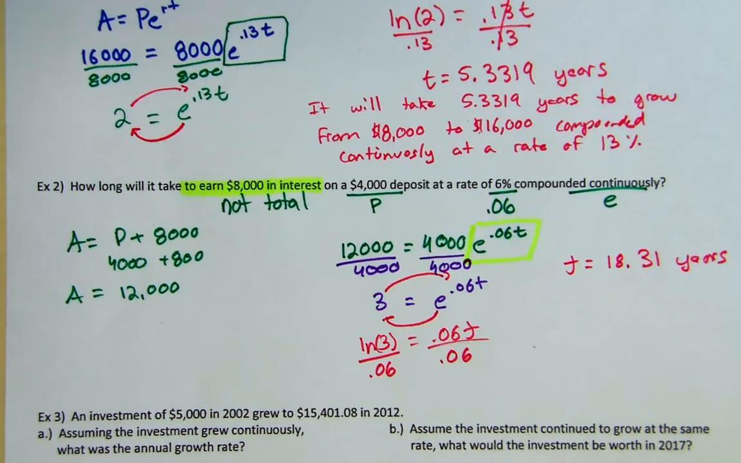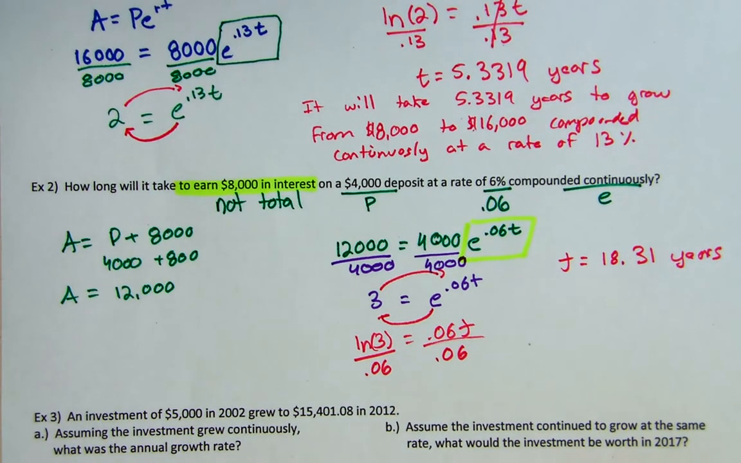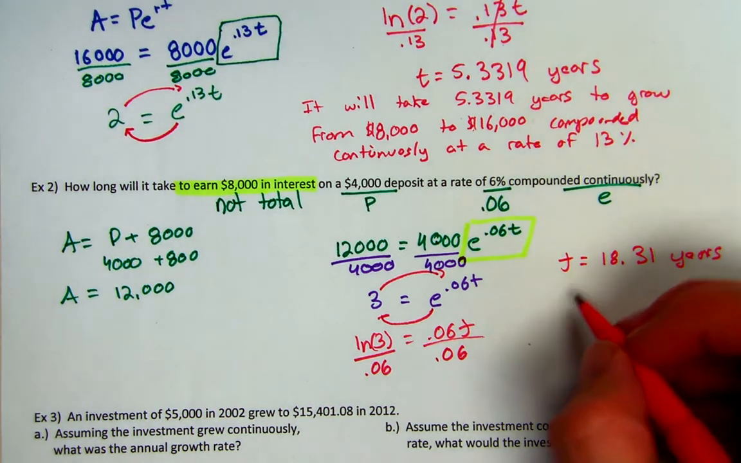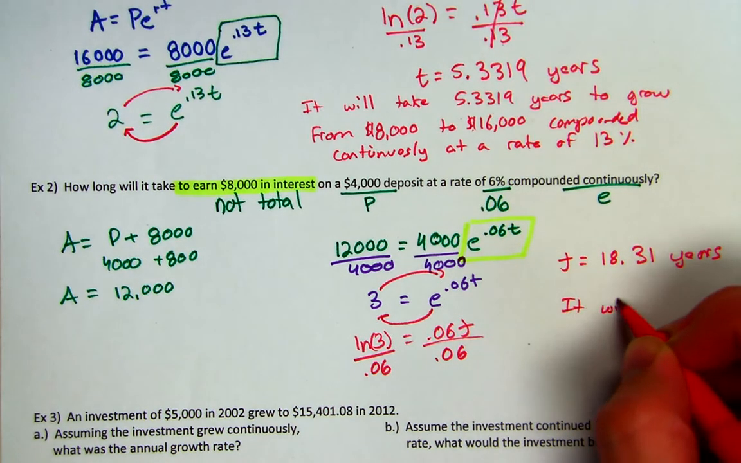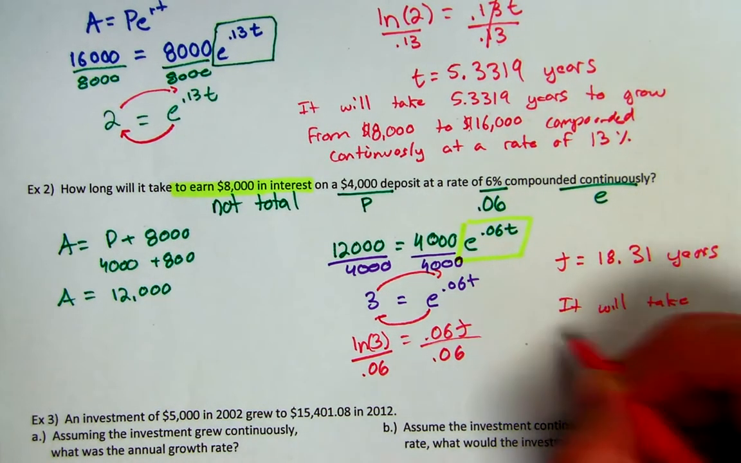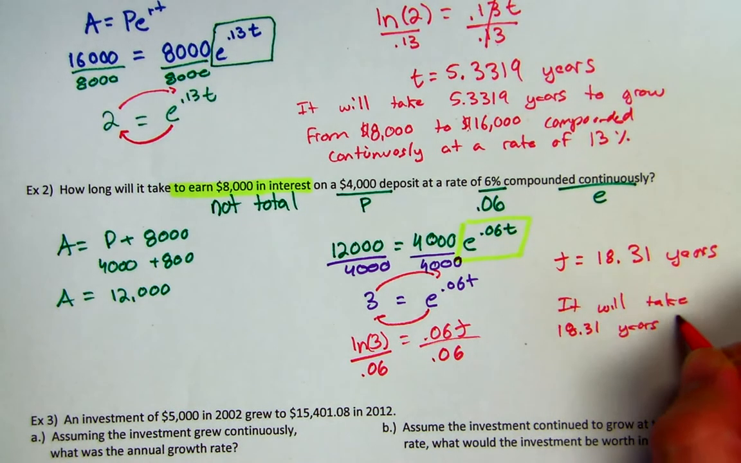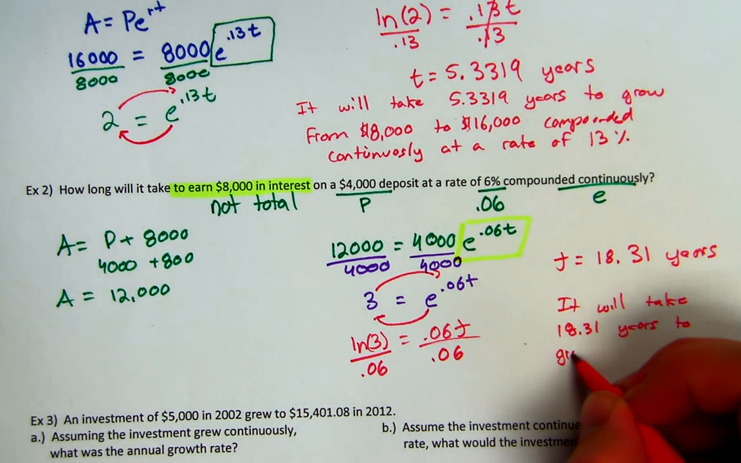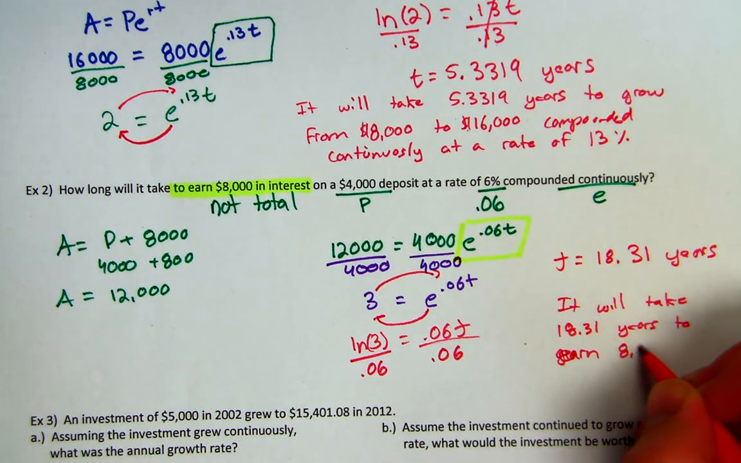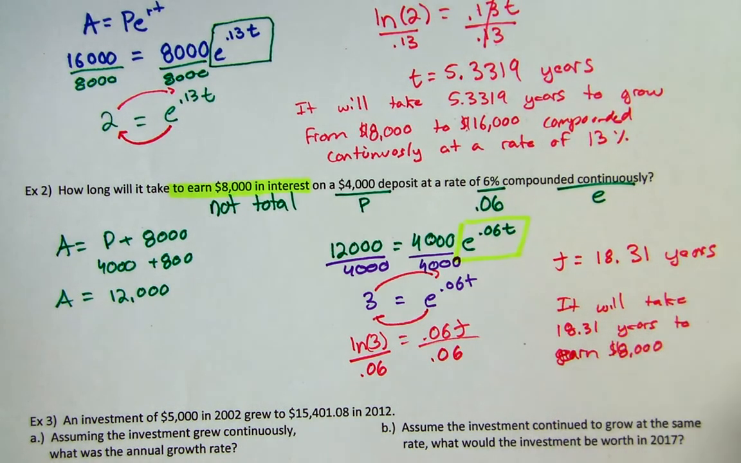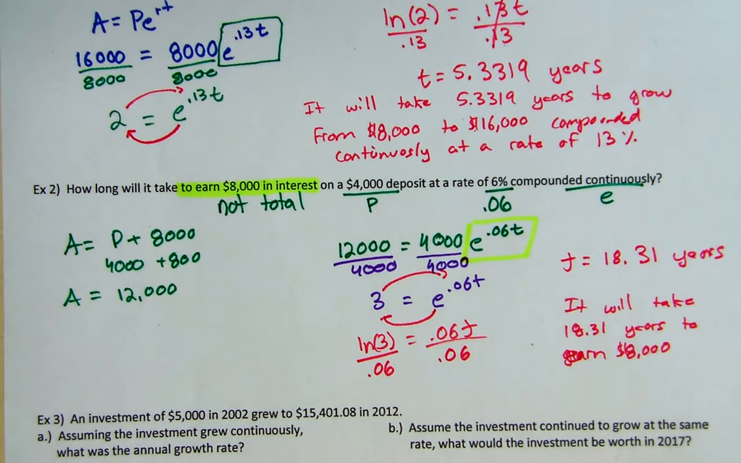So again, write your sentence here and answer. So it will take 18.31 years to earn $8,000. That would be sufficient.